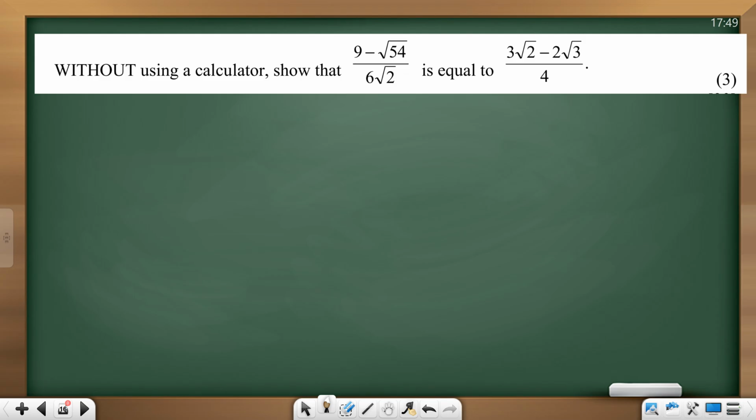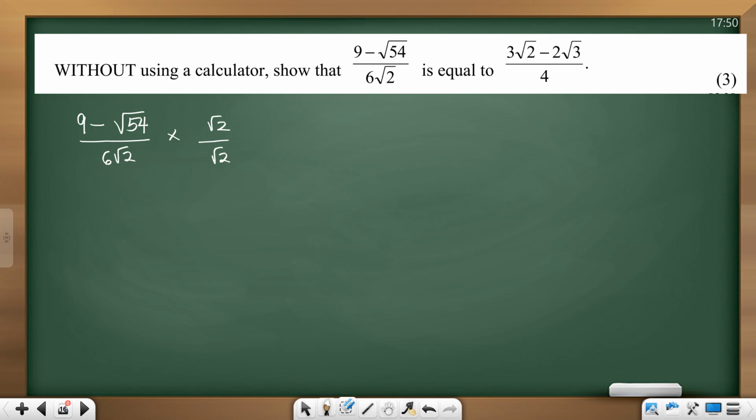Without using a calculator, beautiful: 9 minus root 54, over 6 root 2. Remember, when they say without the use of a calculator, they want you to show your steps. The simple thing here is to multiply by root 2 over root 2. Don't worry about the 6, just the root. You'll be fine.